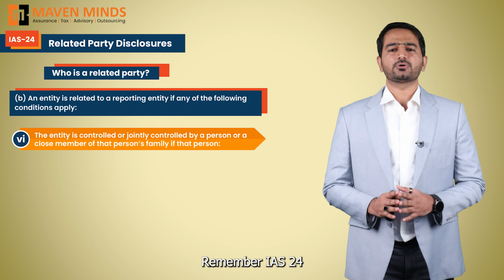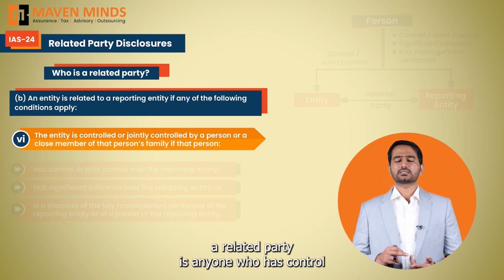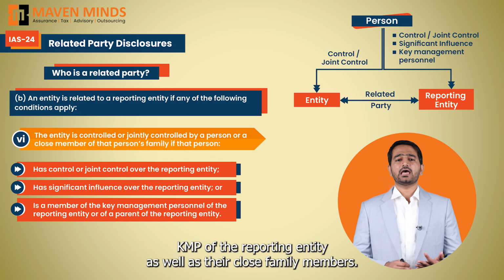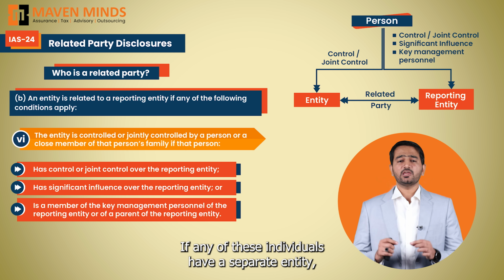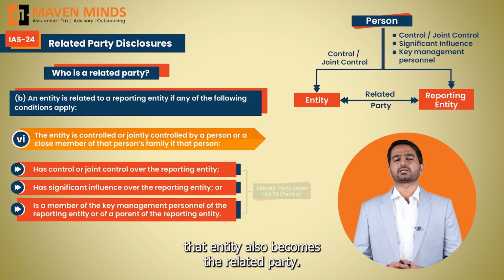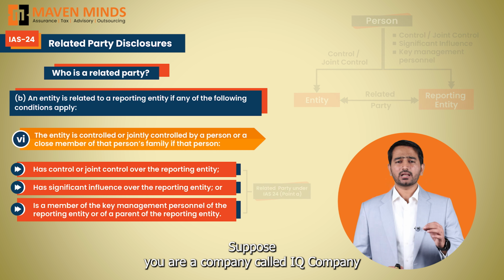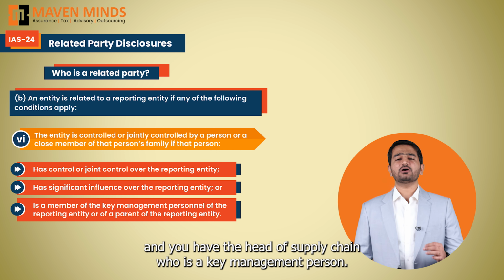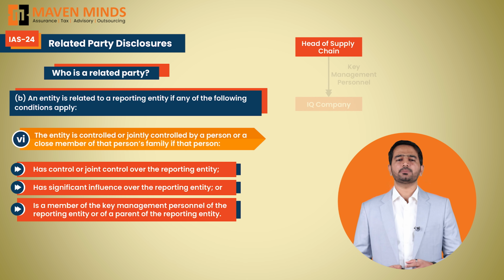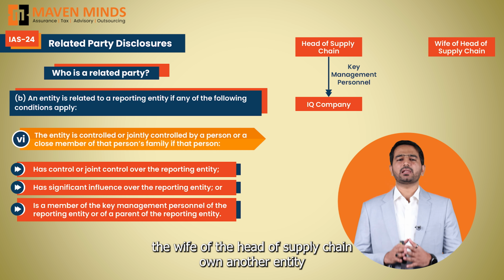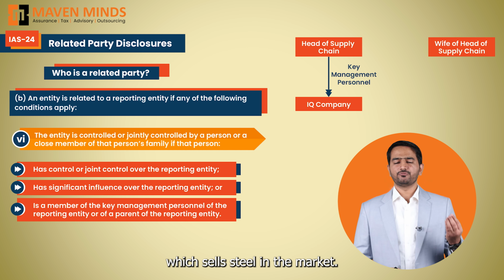Remember, under IAS 24, a related party is anyone who has control, joint control, significant influence, or is a key management personnel, KMP, of the reporting entity as well as their close family members. If any of these individuals have a separate entity, that entity also becomes a related party. Let me give you an example to illustrate this point. Suppose you are a company called IQ company and you have a head of supply chain who is a key management person. Now, as an example, the wife of the head of supply chain owns another entity which sells steel in the market.